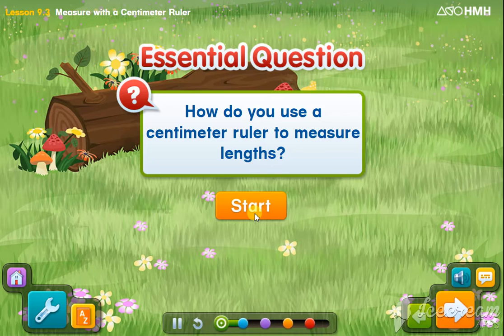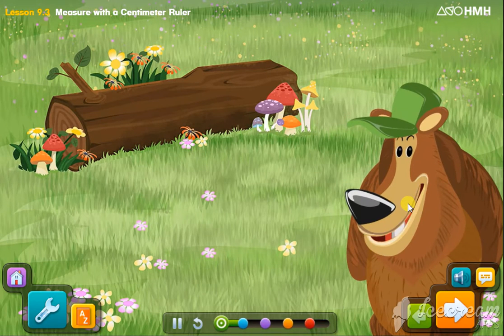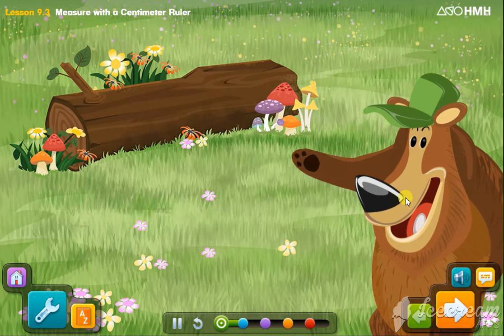Now, how do you use a centimeter ruler to measure lengths? Always our bear is preparing a surprise for us. So let's see what is the surprise for this lesson, okay?